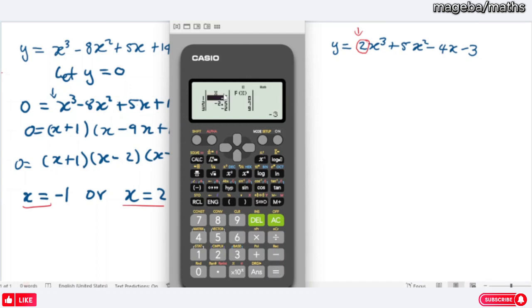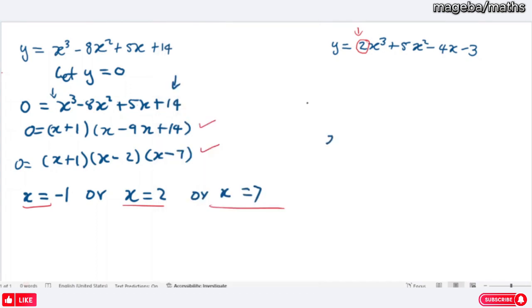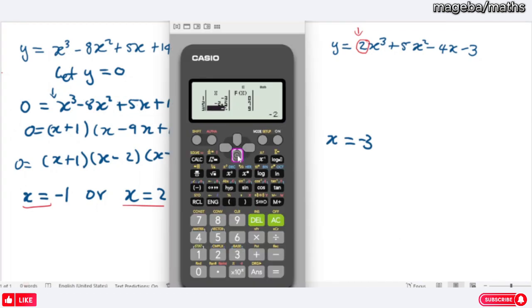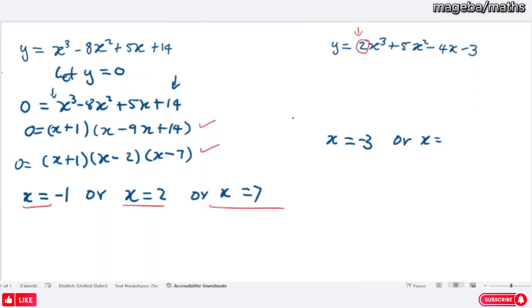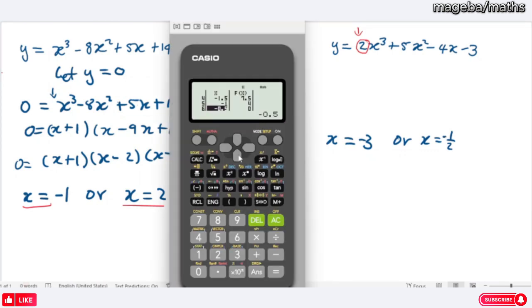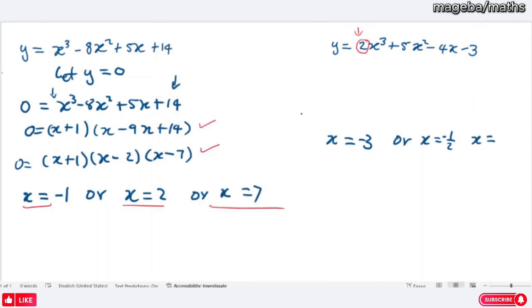Now remember, I'm looking for the value of x where my y is equal to 0. So the first one that I have here, -3 is equal to 0. So x is equal to -3. And then another one, go down with an arrow. Now I see here, this is -0.5. Remember, -0.5, which is negative half. So another one where x is equal to -1/2. Now looking for another one, 1 here is equal to 0. So x is equal to 1.